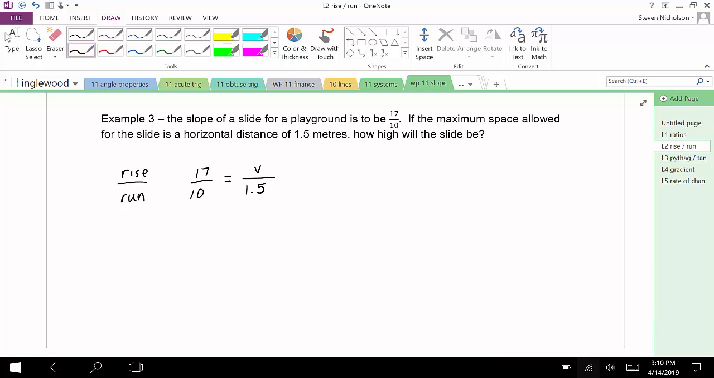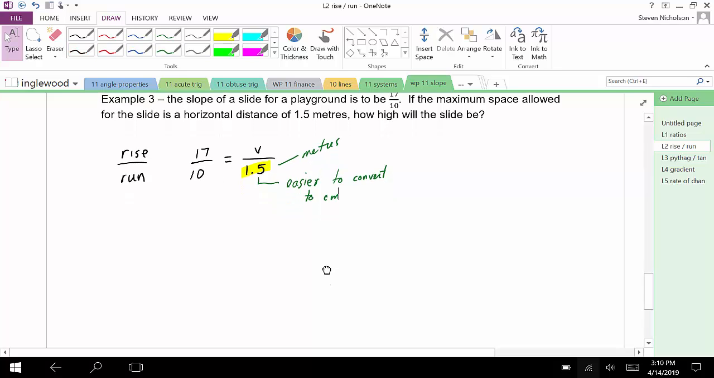Now, the units here are in meters. And if we looked at this proportion, it might be difficult to find a nice relationship that would help us solve this problem easily. But if we change this to centimeters, this calculation is going to be easier. So it's easier to convert to centimeters. And if we do that, as long as our units are the same, we can do things like this. 17/10 is equal to the vertical over 150.